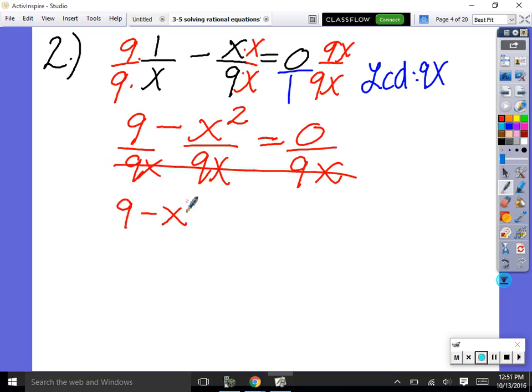So we have 9 minus x squared is equal to 0. Solve for x either by factoring or algebraically. I'm going to algebraically solve. That's easier. What would I do? Oh, I like that idea. There's 2 ways. I like that idea, actually.